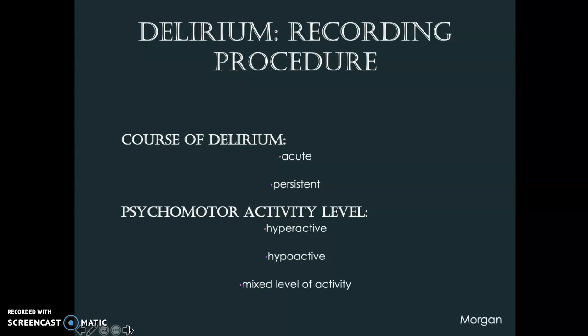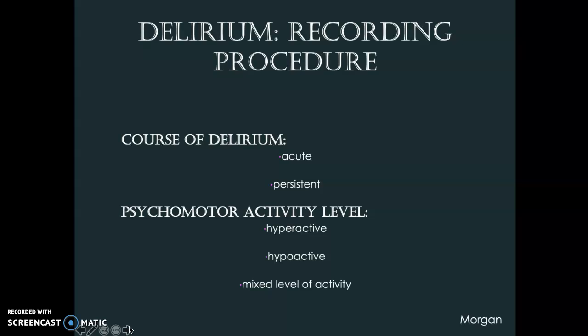So when coding each of these deliriums, a clinician will specify the course of the delirium. If it's acute, it means it lasts only a few hours or days. Or if it's persistent, it lasts weeks or months. The DSM-5 mentions that in hospital settings, delirium usually lasts about 1 week, but some symptoms often persist even after the individuals are discharged. It's just all up to the individual.